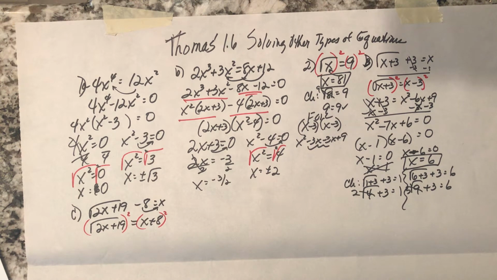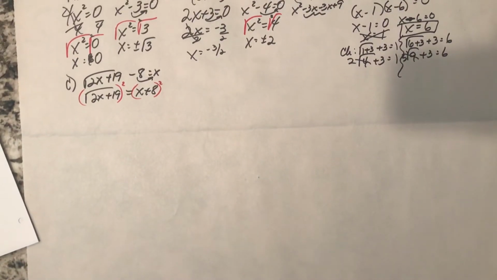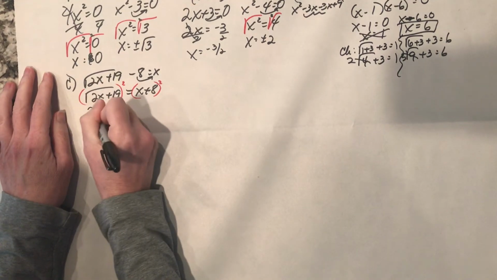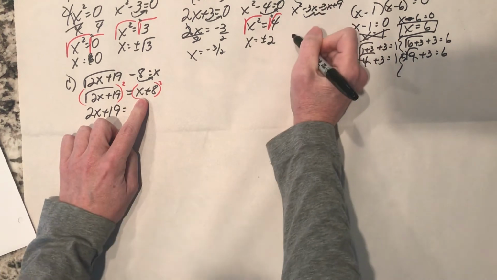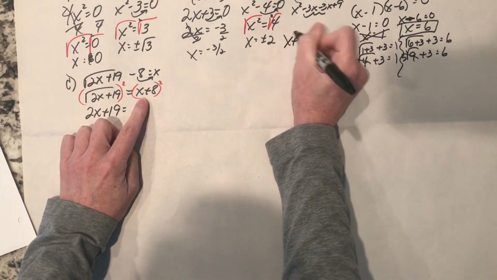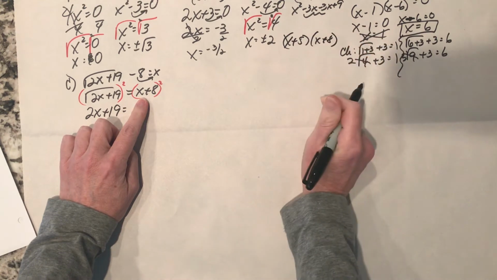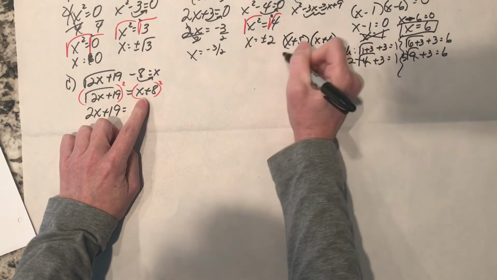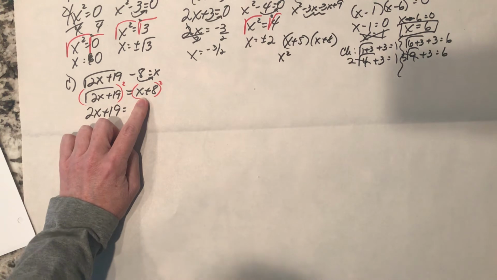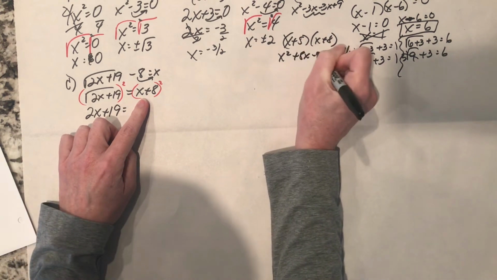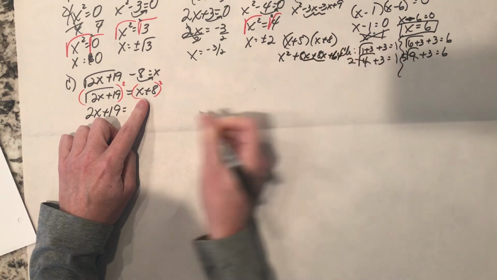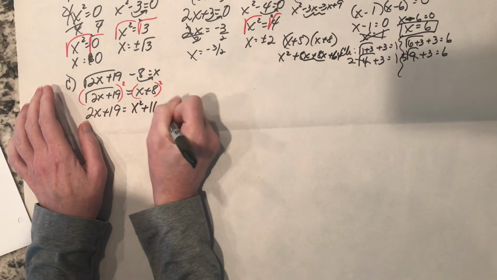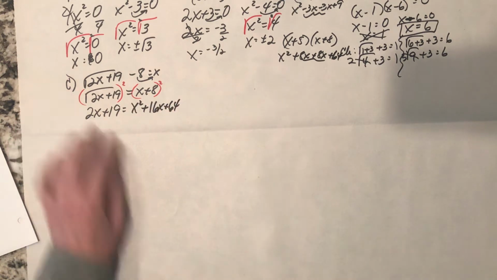Let me scoot us down while I'm thinking about it. Squaring and unsquaring cancel each other out. This is a FOIL problem. x plus 8 times x plus 8. First is x squared. Outside is 8x. Inside's another 8x. And last is a 64. Combine those two. So you get x squared plus 16x plus 64.